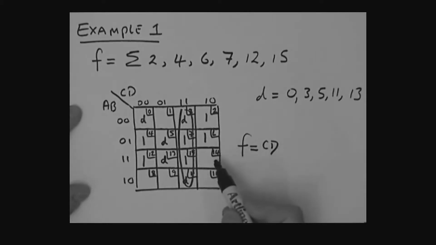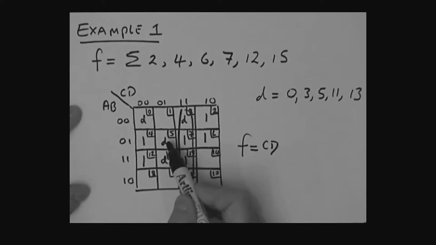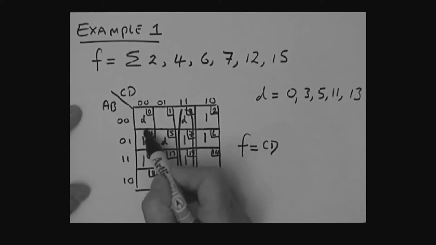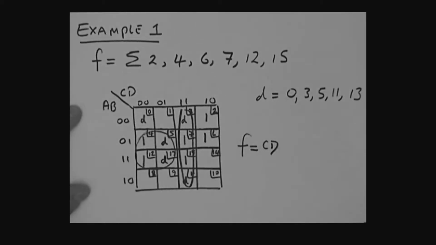All right. What else can we recognize on this map? Well, let's see. I'm grouping either in 2s, 4s, 8s. Well, how about these 4 here? Okay, I've got to cover all the 1s for sure. That's a requirement. I don't have to cover all the D's. If the D's don't help, I won't use them. So look, that gives me a grouping of 4 terms there.